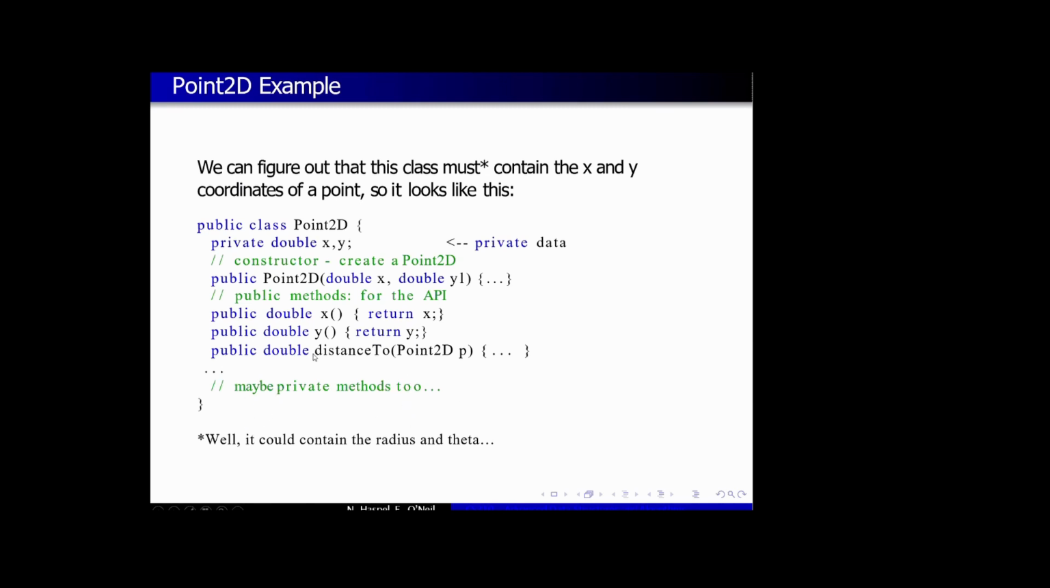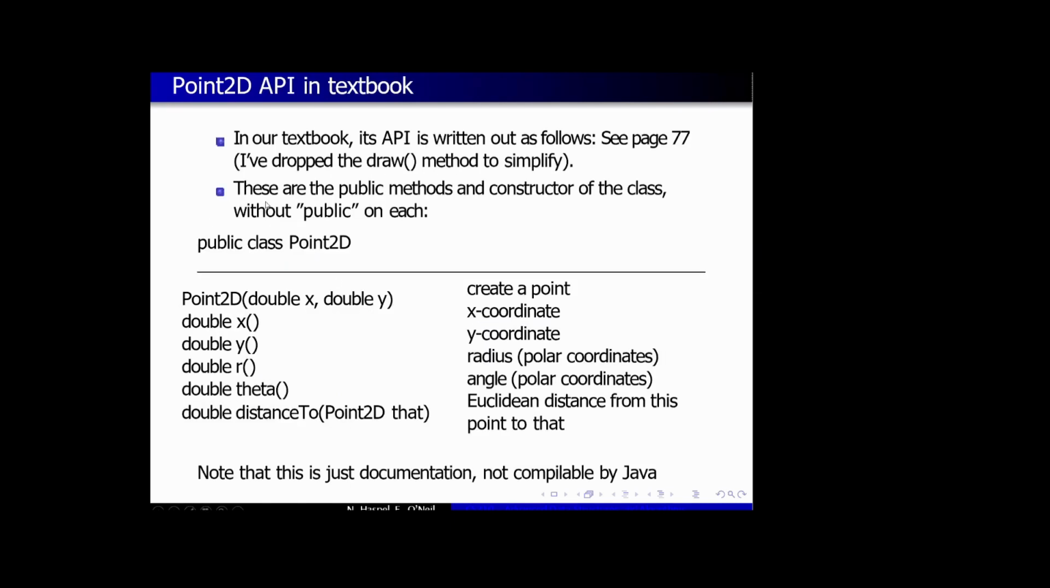Okay. So hopefully you've seen this example. If not, this is covered in the book as an example. And so it's a nice little neat example with a simple API. Okay, so here is page 77. It shows the API as written in the form that is used by our textbook all the way through.